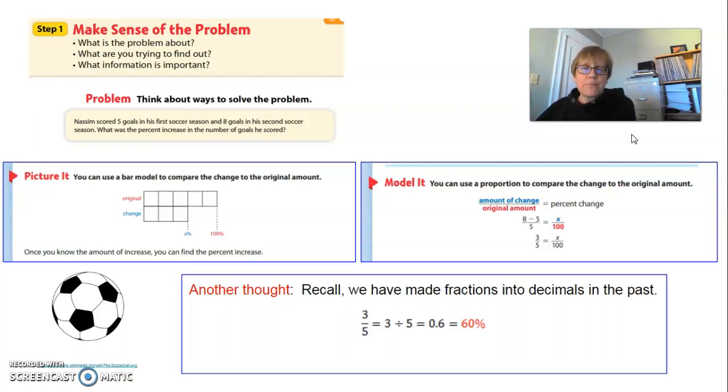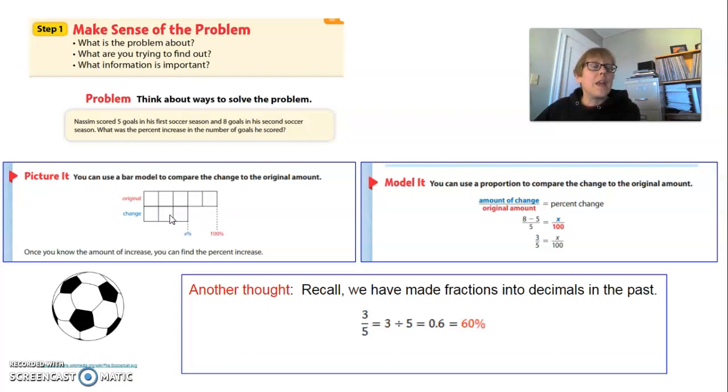So first thing, under the picture, right here to the left, you can see there's a bar graph. Right, so it's clear that they have 3 squares at the bottom, 5 at the top. Well, where did that 3 come from? You got it. He scored 3 more goals in his second season than he did in his first season. So we're going to compare the 3 to the 5. I love the way the bar model shows this, and take a look at some of the numbers that they have here. The 5 goals is considered the whole, or the 100%.